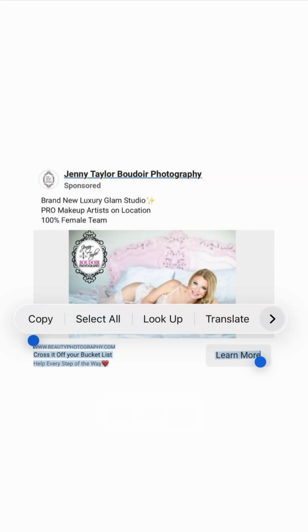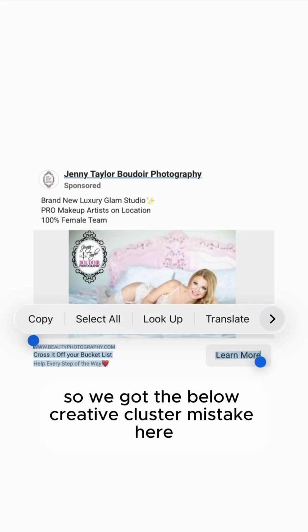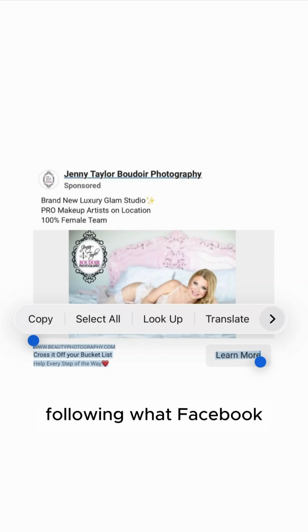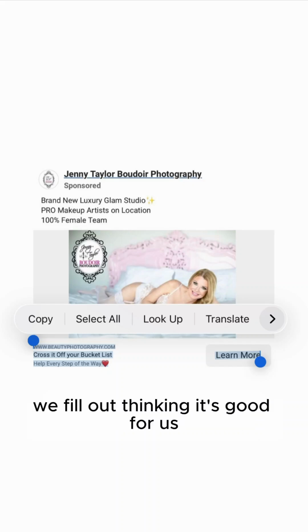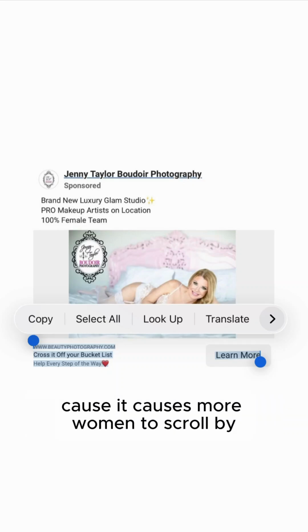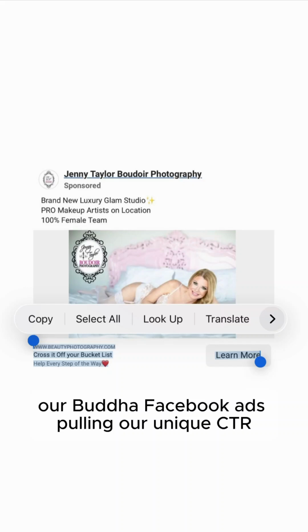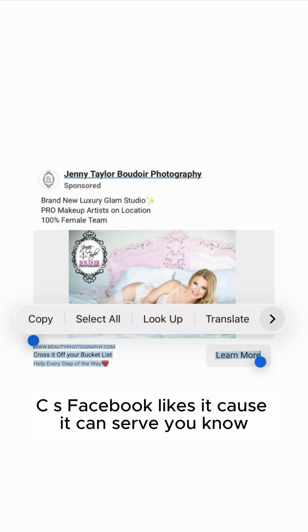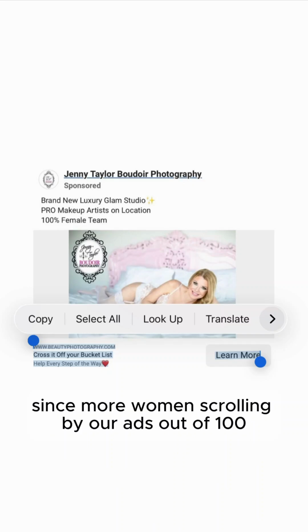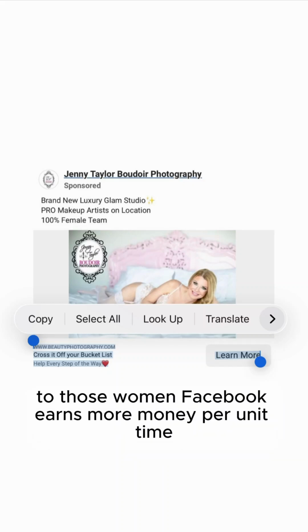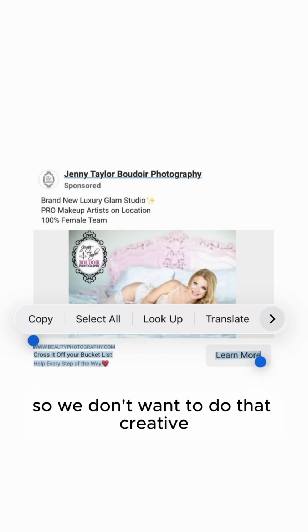All right, so we got the below creative cluster mistake here. The false belief that caused us to make this mistake is following what Facebook recommends, filling out everything Facebook recommends we fill out. Thinking it's good for us, but no, it's actually good for Facebook. It's bad for us because it causes more women to scroll by our Boudoir Facebook ads, pulling our unique CTRL under 6% and contributing to BLCS. Facebook likes it because, with more women scrolling by our ads out of 100, Facebook can serve more ads per unit time to those women. Facebook earns more money per unit time. So we don't want to do that.